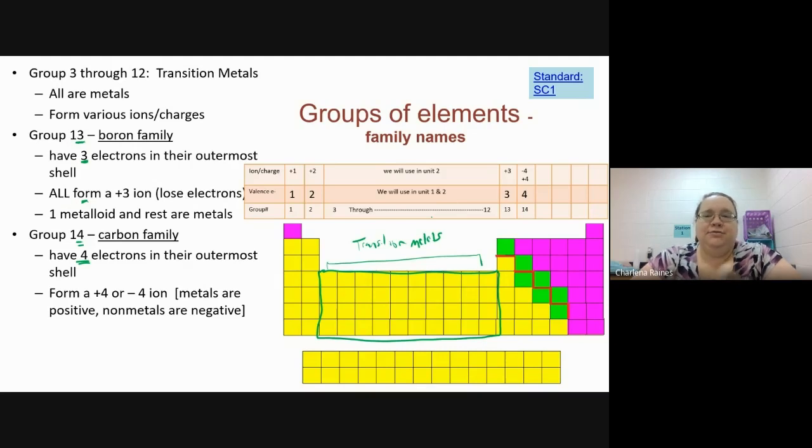Group 14 is the first group where we actually see all 3 types of elements. We have metals, nonmetals, and metalloids.